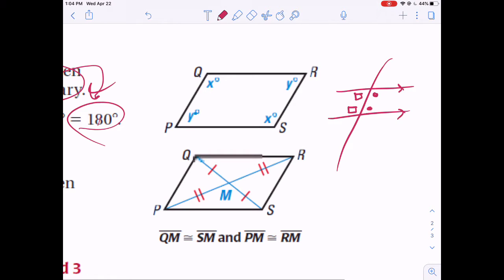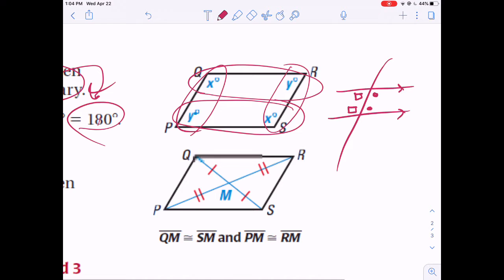So consecutive again means side by side. So all around a parallelogram, every consecutive pair is going to be supplementary. So here's a pair, x and y, they add to 180, x and y, add to 180, x and y. You catch on to my drift here? And they always add up to 180 as consecutive pairs.